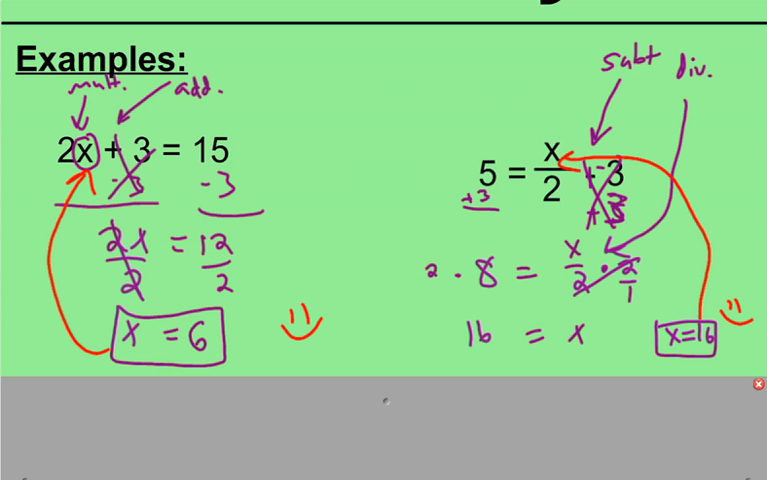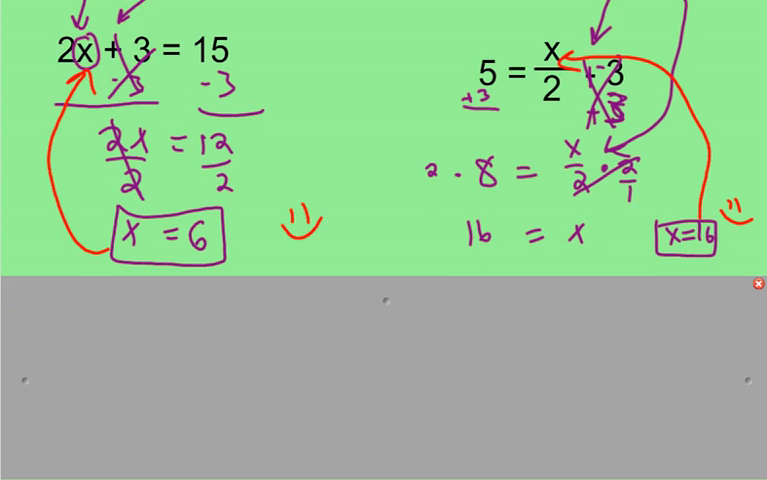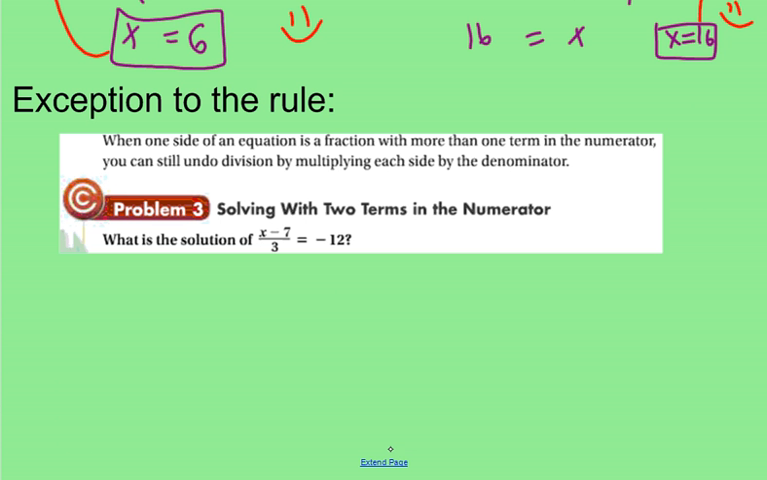Now, there is one exception. And that would be a problem like this. I'll write it a little bigger here: x minus 7 divided by 3 equals negative 12. What do you notice about that?